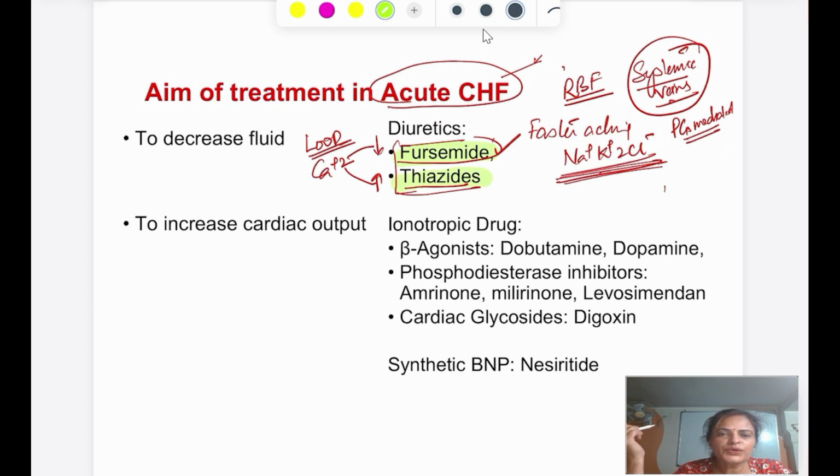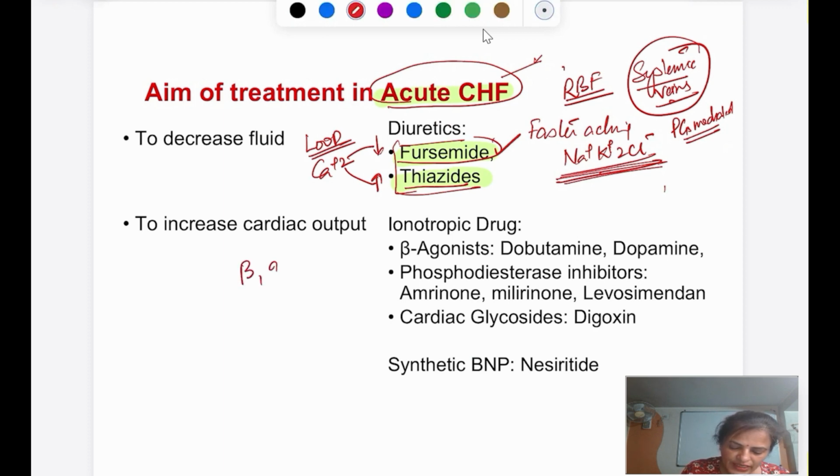Then another drug which we are going to give the patient in acute heart failure is an inotropic drug, which is going to increase the cardiac contractility. By increasing the cardiac contractility, they are going to increase the cardiac output. So what are the receptors which are there in the heart? It is the beta 1 receptor. So we are going to give the beta 1 agonistic drug for this. So what are the drugs under this? Dobutamine, then we have dopamine, then another group of drug is phosphodiesterase inhibitor. We have amrinone, milrinone and levosimendan.